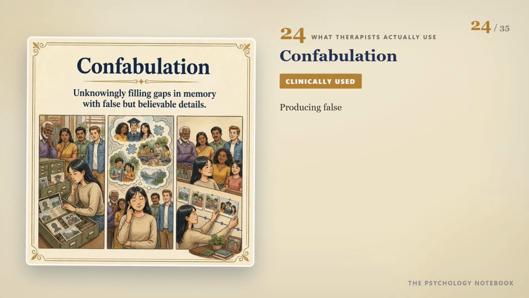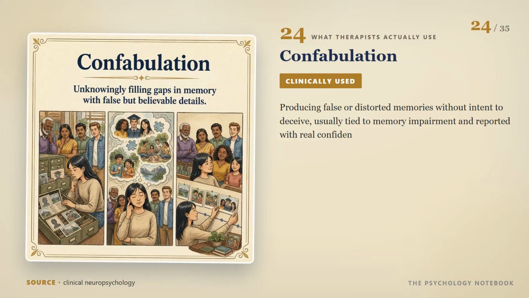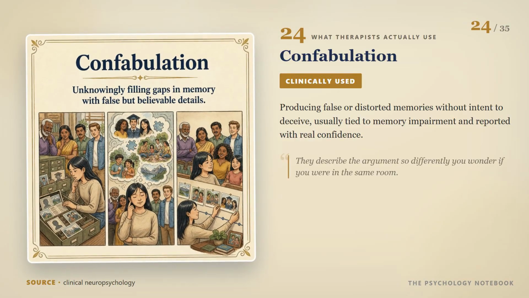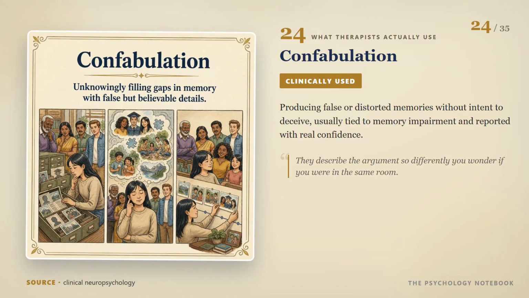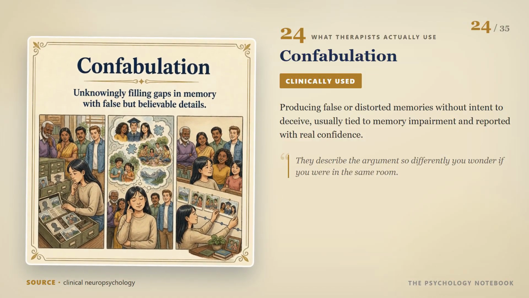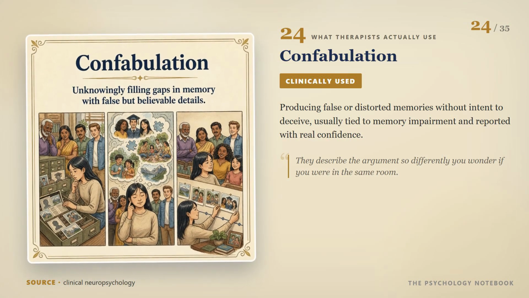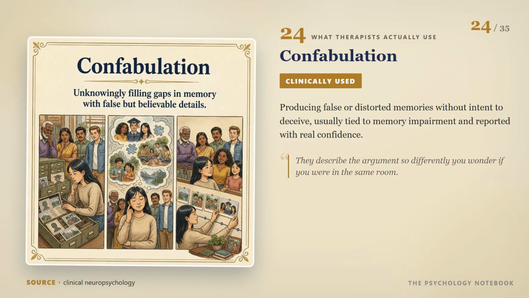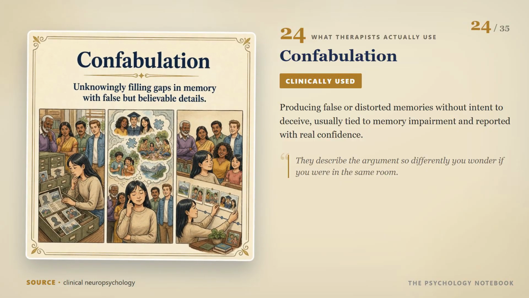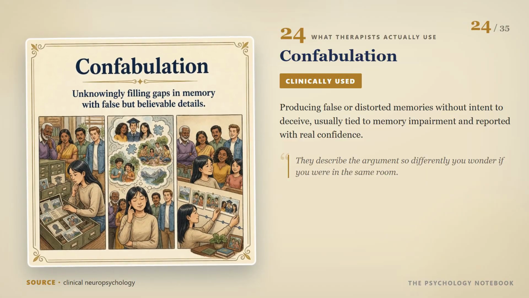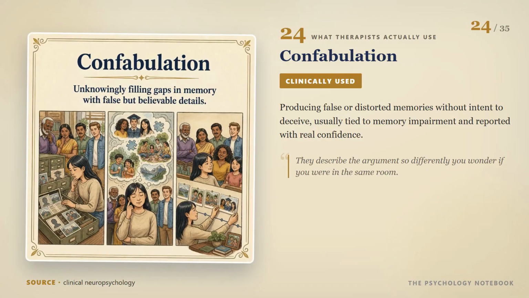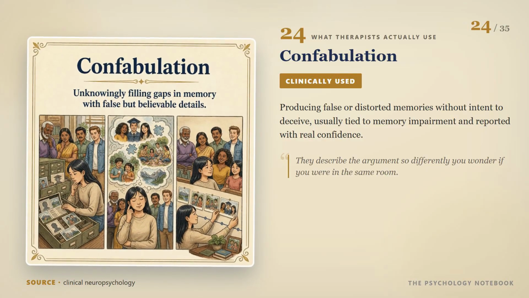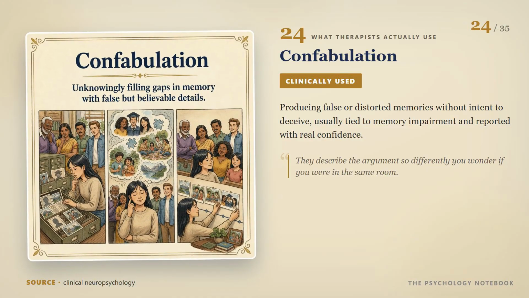24. Confabulation. The next term is confabulation, and this one needs an important clarification. Confabulation means producing a false or distorted memory without consciously intending to lie. The memory feels real to the person, so they may describe it with complete confidence. But confabulation is usually connected to problems with memory or brain function. It should not be used as a casual label because two people remember an ordinary argument differently.